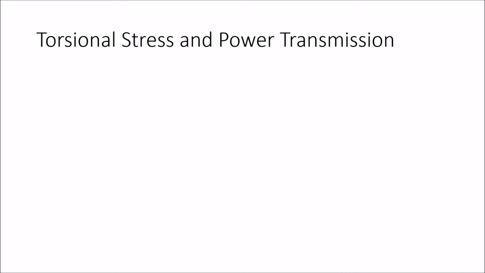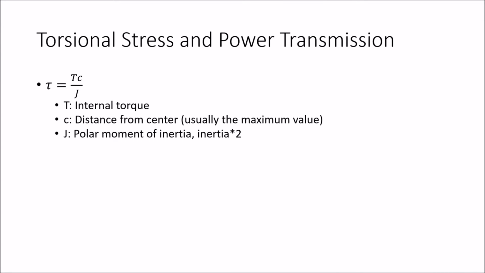The formula used to calculate shear stress caused by torque is Tc over J, with the following values being in the equation, namely the internal torque, the distance from the center, usually a maximum value, and the polar moment of inertia, which is basically your inertia multiplied by 2. This equation is typically only used with circular shafts.